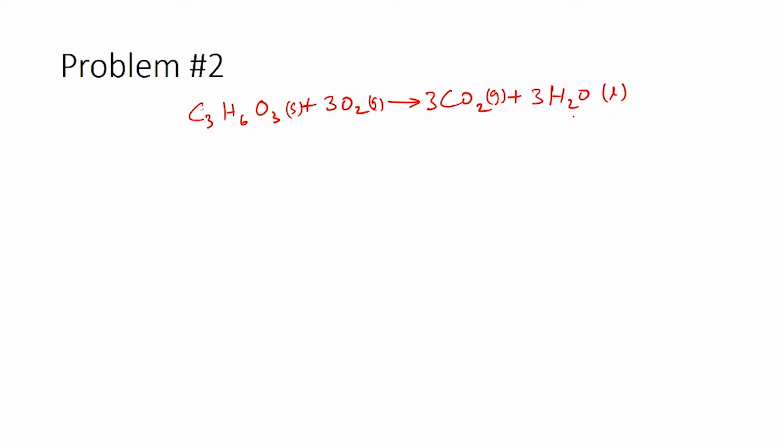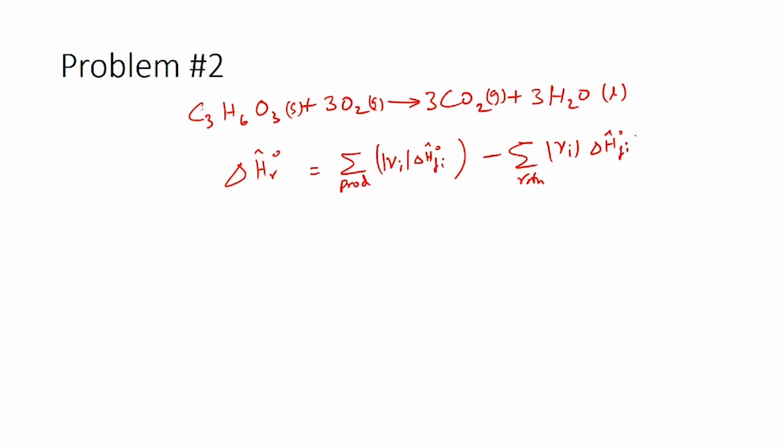Because this equation is there, we have the heat of formation for lactic acid, carbon dioxide and water. We can calculate the heat of this reaction, which is the combustion reaction, again using Hess's law. The equation would be sigma of products nu_i delta H_f minus sigma of reactants nu_i delta H_f, and these values for the heat of formations have been given.